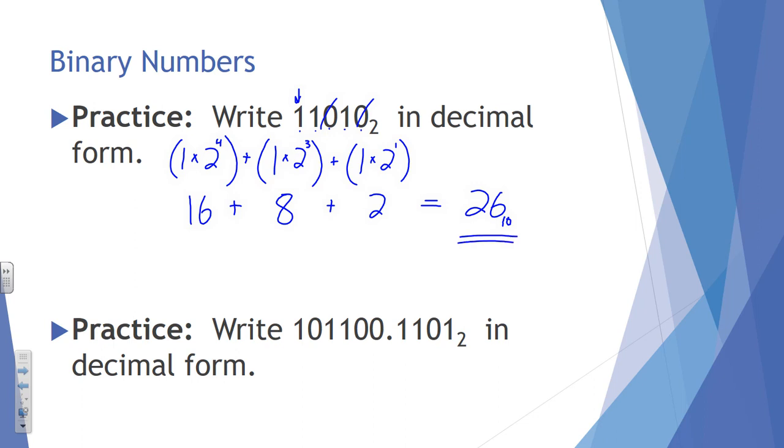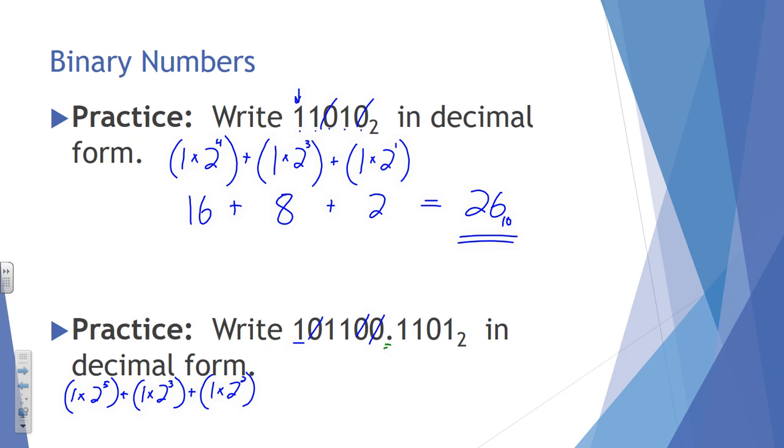Take a minute and see if you can write 101100.1101 in decimal form. Unpause the video to see the solution. Okay, let's expand this number. Starting over here, we have 1 2 to the 5th. We have no 2 to the 4th power, but we do have a 2 to the 3rd. We have a 2 to the 2nd. And we have no 2 to the 1st, and we have no 2 to the 0th power.